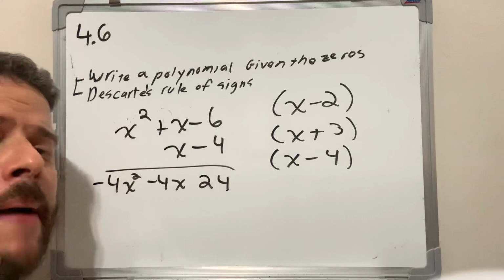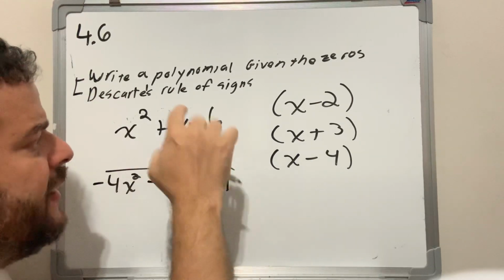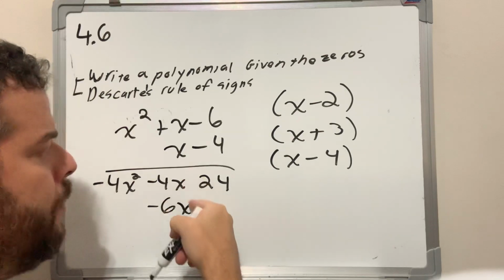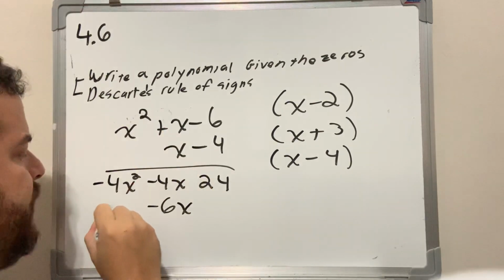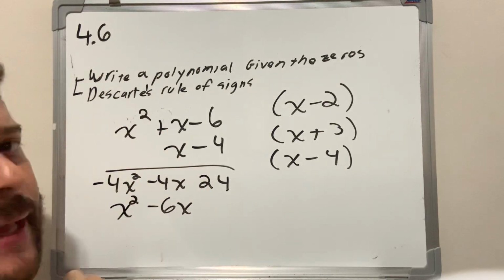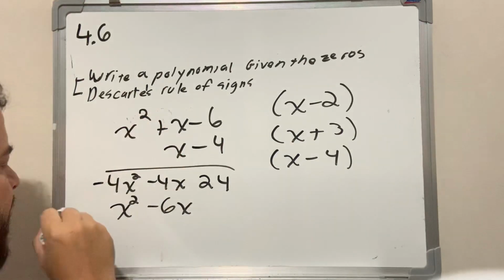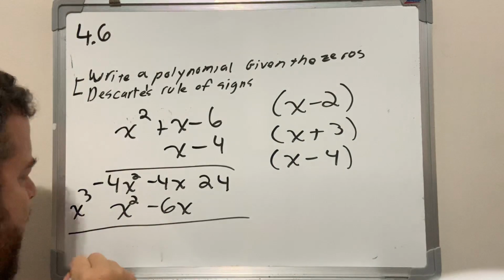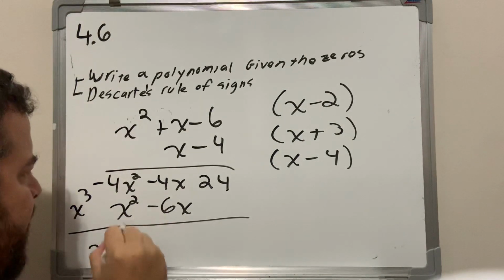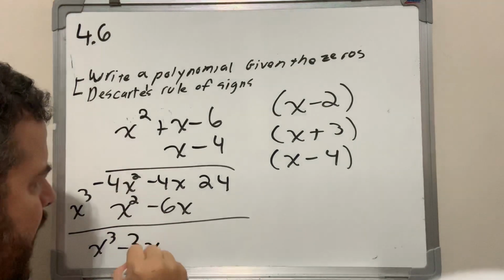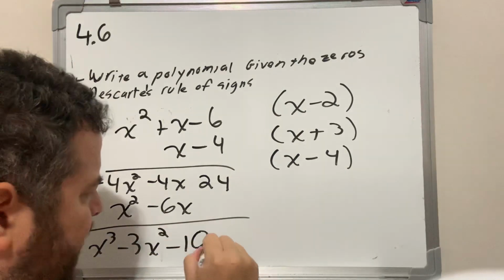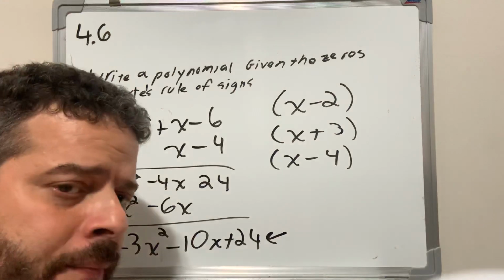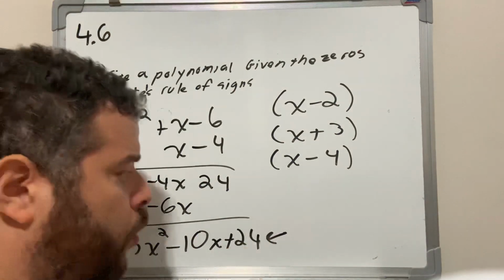Now let's work with my x. x times negative 6 is negative 6x under my like term. x times x is x squared under my like term. x times x squared is x cubed. I put that number way at the back. Now when I add everything, I'm left with x cubed minus 3x squared minus 10x plus 24. That right there is the answer of the question.